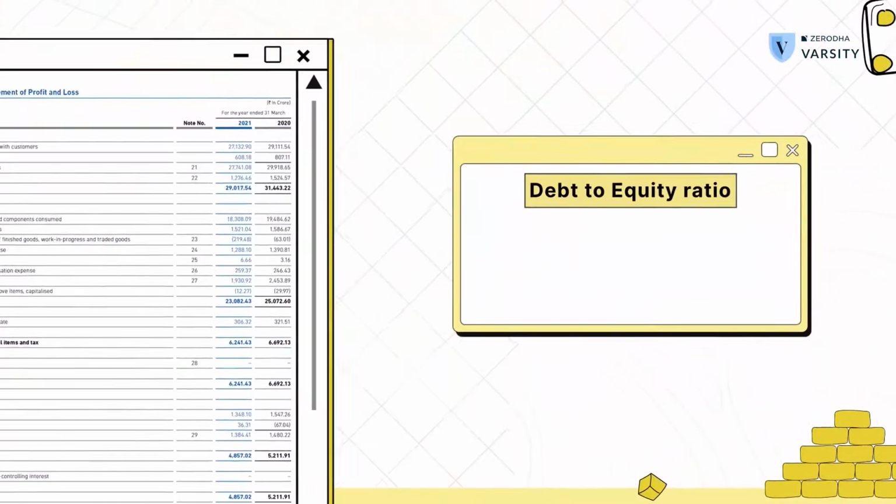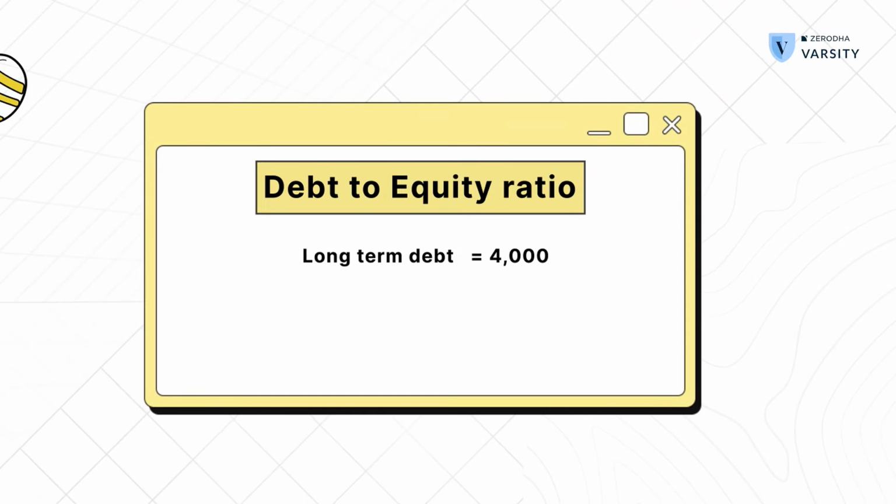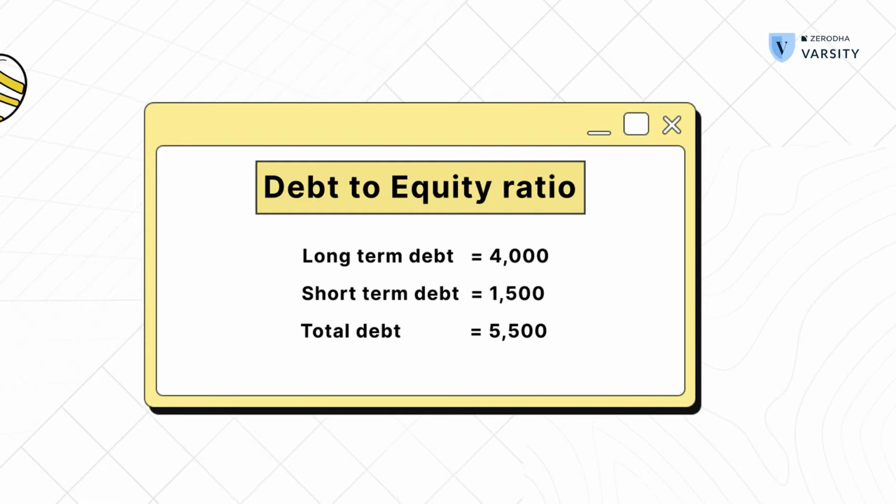Let's calculate the debt to equity ratio for Bajaj Auto. But as I just stated earlier, Bajaj Auto does not have any debt on its books. Therefore, it would be difficult to calculate the debt to equity ratio for Bajaj Auto. But for the sake of this example, let me assume a small debt number here and illustrate how to calculate the debt to equity ratio. I'll assume that Bajaj Auto has a long-term debt of 4,000 crores and a short-term debt of 1,500 crores, and a total debt of 5,500 crores.